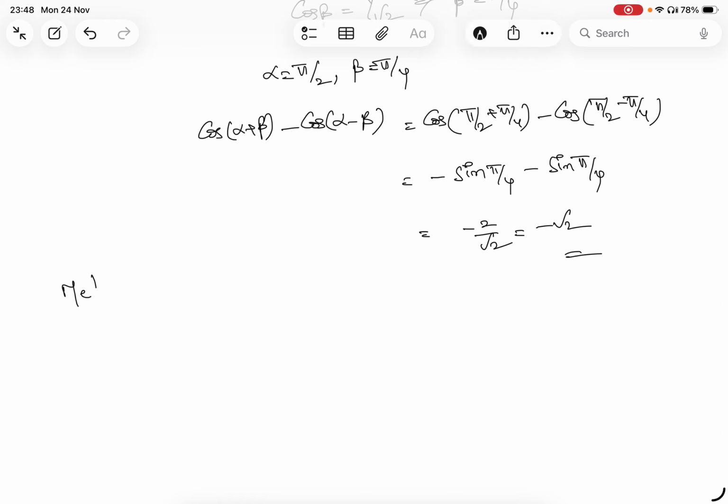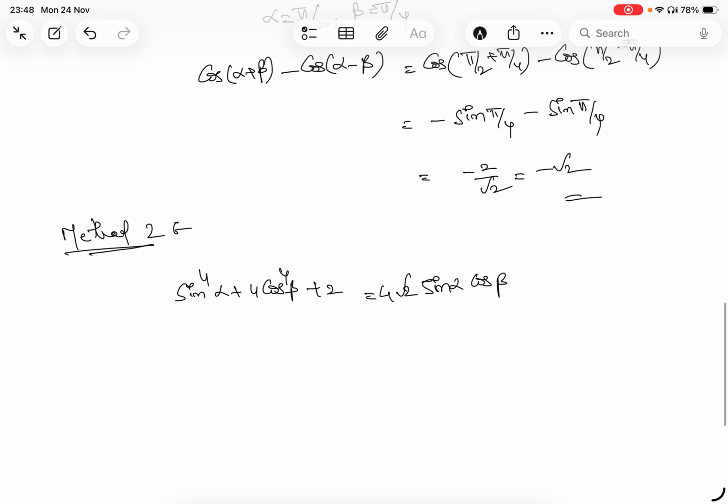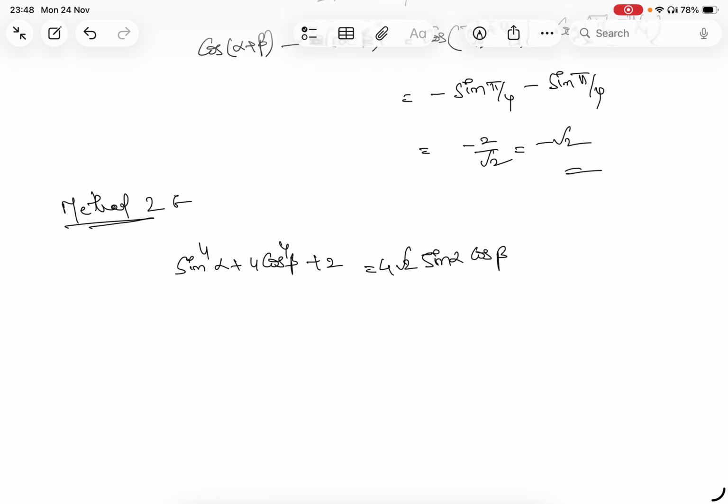Now you can do it in another form. Let's do it in method 2. Here it's given that sine power 4 alpha plus 4 cos power 4 beta plus 2 is 4 root 2 sine alpha cos beta. Here we use the property that the arithmetic mean is always greater than or equal to the geometric mean.